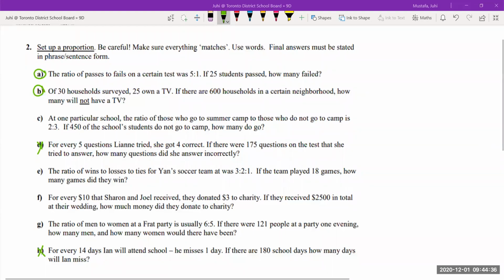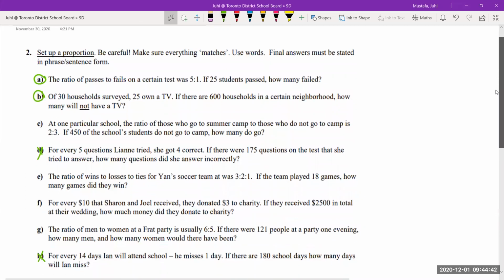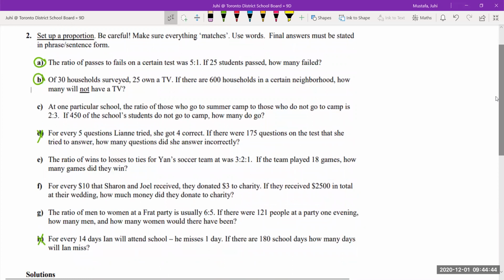Okay, so if you're watching the recording, we are just taking up our ratio, rates, and proportions homework right now. As I was saying, we took up questions A and B in class already, or we did them together. Questions C, E, F, and G. We're gonna take up 2 of those. Which ones did you guys want to do?